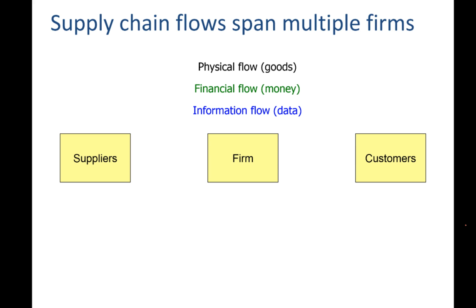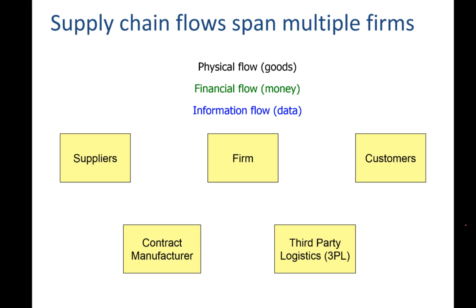We've also seen how the supply chain can be comprised of multiple firms. So instead of manufacturing our goods ourselves, we could contract it out to a contract manufacturer. And instead of running our own transportation fleet, we could also use a third-party logistics provider to do our warehousing and/or our transportation. And so the physical goods may actually not even flow inside of our firm at all. It may not enter our facilities. It may flow completely through third parties.